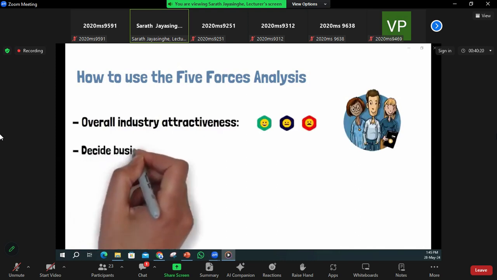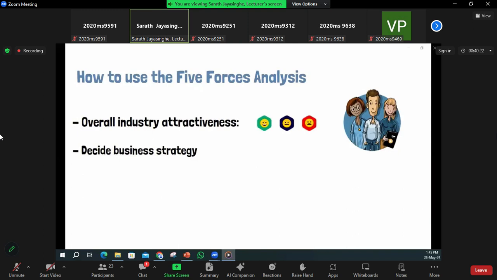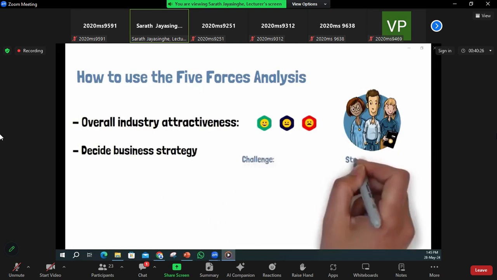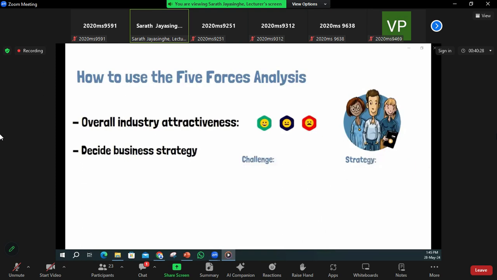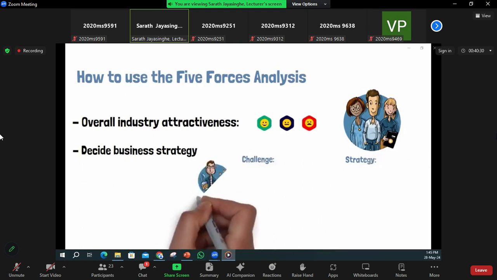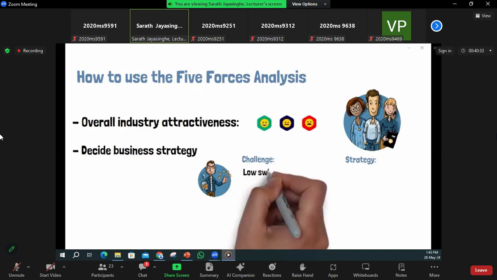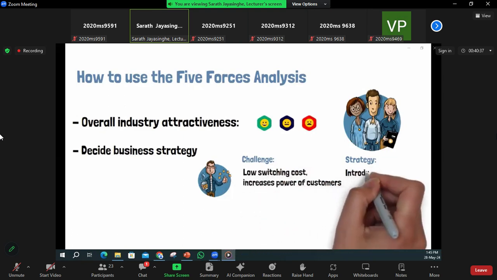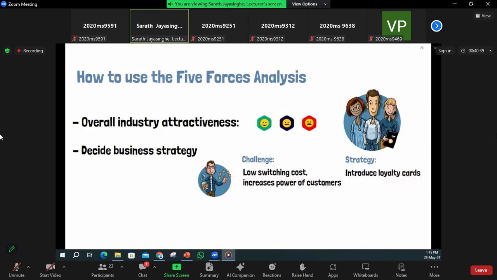Carrying out a 5 forces analysis also helps to identify the barriers to profitability in an industry and enables companies to design strategies that deal with these barriers. For example, if customers find it easy to switch between different coffee shops, then a company can introduce loyalty cards to encourage customers to keep coming back. Similarly, if the level of rivalry is strong, companies can try to differentiate in order to provide unique value to customers and make the competition less of a threat.